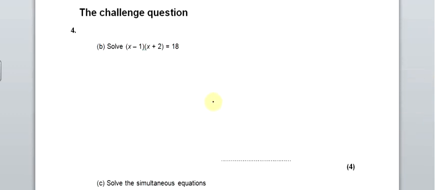Now the challenge question. This is a bit of a catch you out question really, because a lot of people here would think, oh, it's just positive 1, negative 2, but you can't do that because that is not a 0. Not a 0.